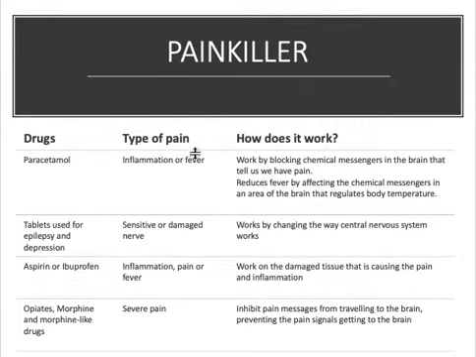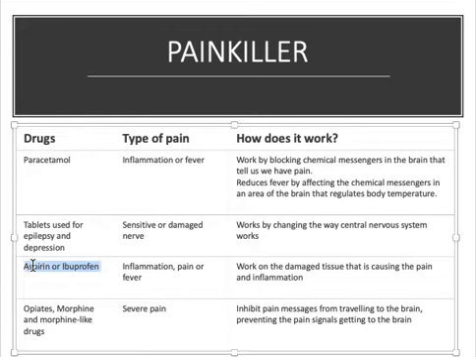Now, let's say you have a fever, or you have an inflammation, or you have a headache. You use paracetamol. This is a painkiller as well. How does it work? Now it works by blocking chemical messengers in the brain that tell us we have pain. It also reduces fever by affecting the chemical messengers in area of the brain that regulates body temperature. If you have a sensitive or damaged nerve, you would use tablets used for epilepsy and depression. Now they work by changing the way central nervous system works. This serves as the same purpose as paracetamol, but it's stronger.